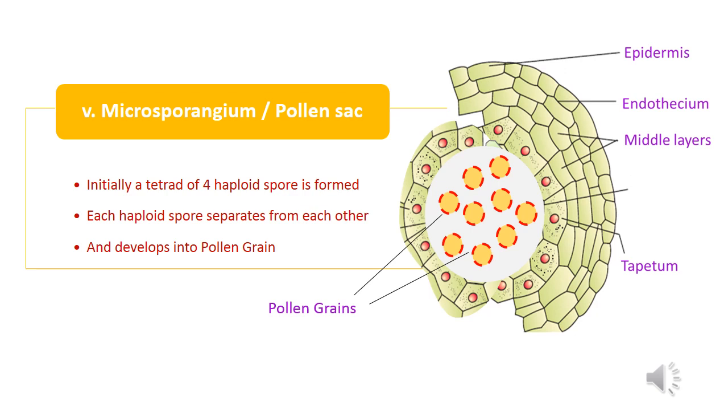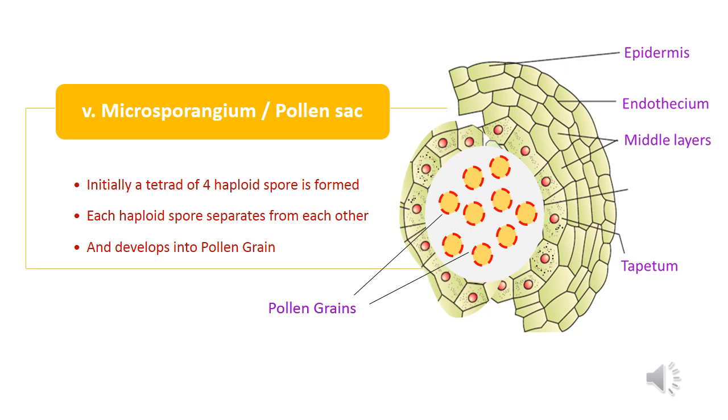Each such pollen mother cell divides meiotically, or by meiosis, to form a set of 4 haploid spores. Such a set of 4 haploid spores is known as a microspore tetrad, and the process of formation of such haploid spores from the diploid pollen mother cell is known as microsporogenesis. There is a formation of a tetrad consisting of 4 haploid spores together. Later on, these haploid spores will separate from each other and then develop into single pollen grains.